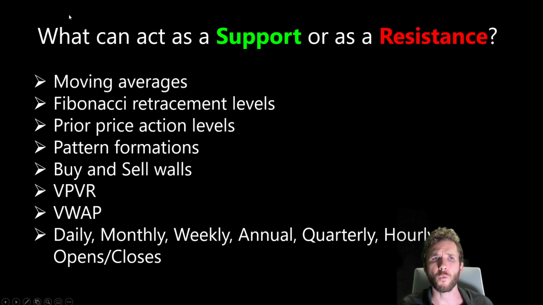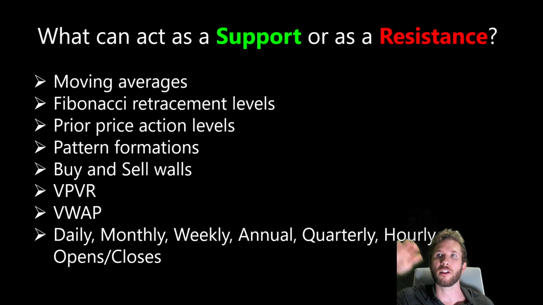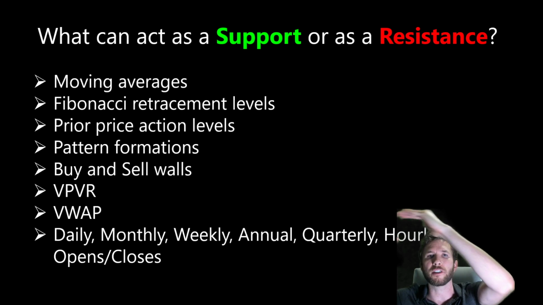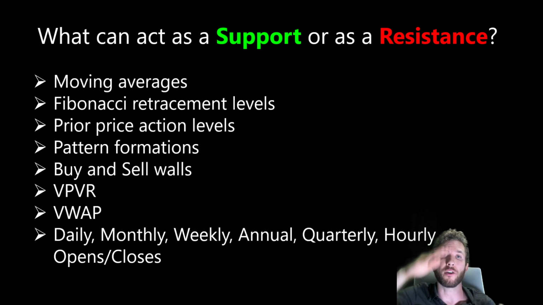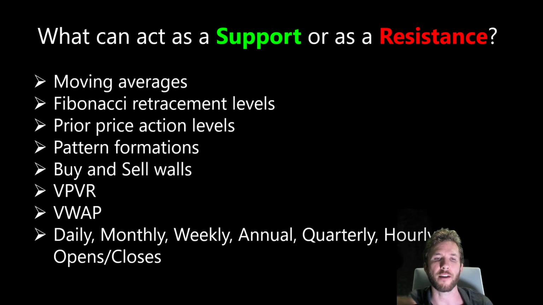So what can act as a support and resistance level? Well, moving averages. So those can be dynamic. So as it follows up, it bounces off those moving averages as it goes up. And same thing on the way down. As it goes down, it bounces off those moving averages. Fibonacci retracement levels and extensions. Those can act as both supports and resistances.